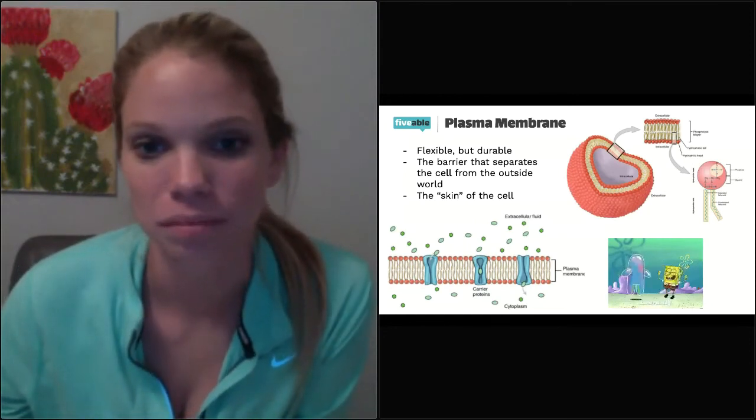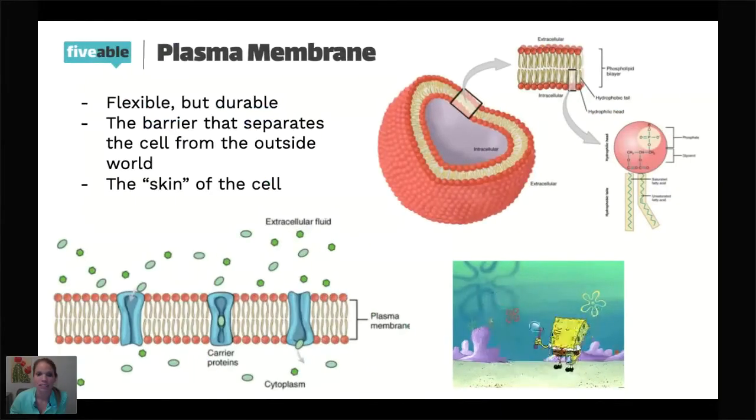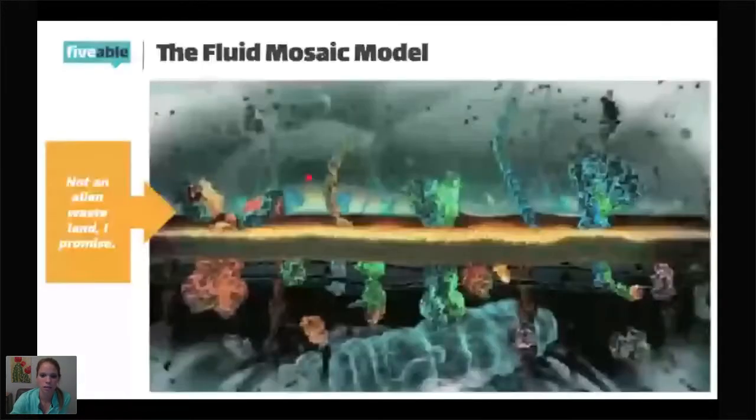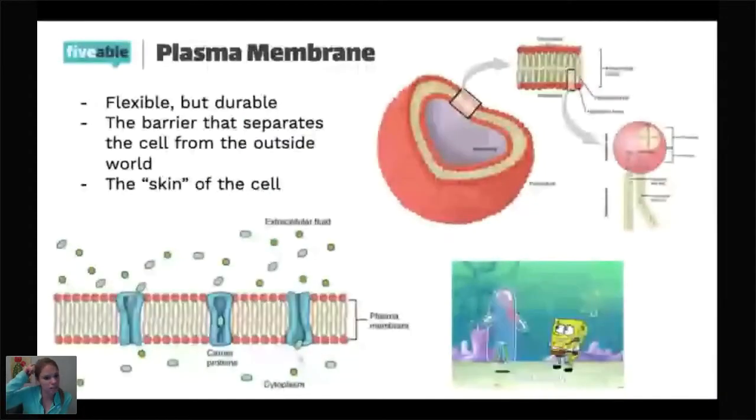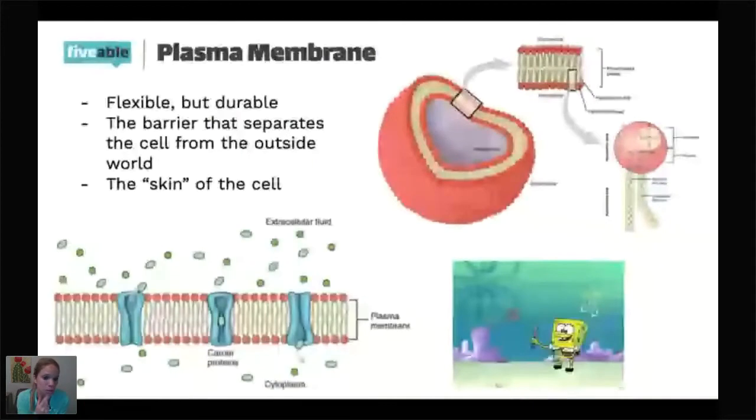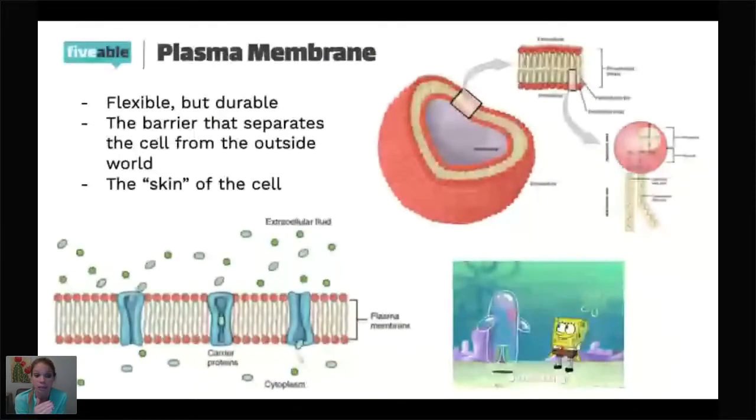So this is going to be the skin of the cell. It's going to be the barrier that separates everything. Now we'll come back to this. What kind of stuff is able to pass through that plasma membrane? What kind of stuff passes through the membrane easily? No problem, easy peasy.